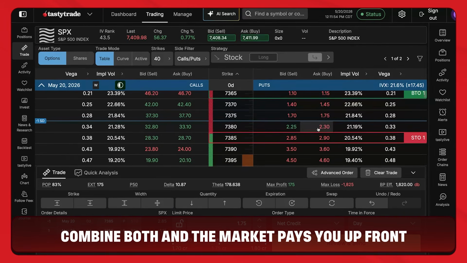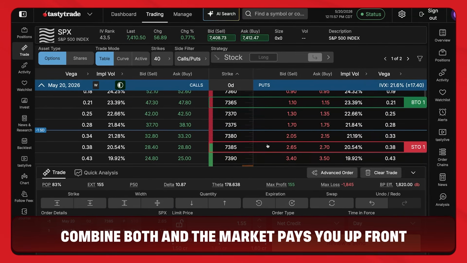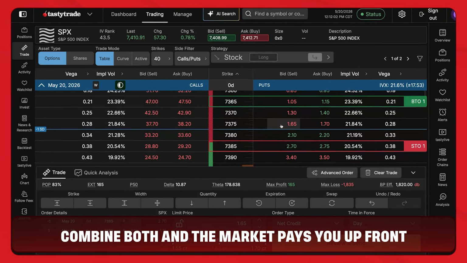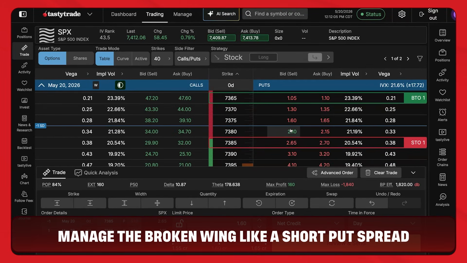When you do these unbalanced butterflies, I don't like to think of them as butterflies. What I like to do is think of them as, in this case, a short put spread with a long butterfly lottery ticket. Because that's how many traders trade them and how I trade them myself. So if I put this on, let's clear this trade. If I just have this short put spread, I'm bullish, okay? I want the index to stay above 73.85 through the rest of the day for 0 DTE options.